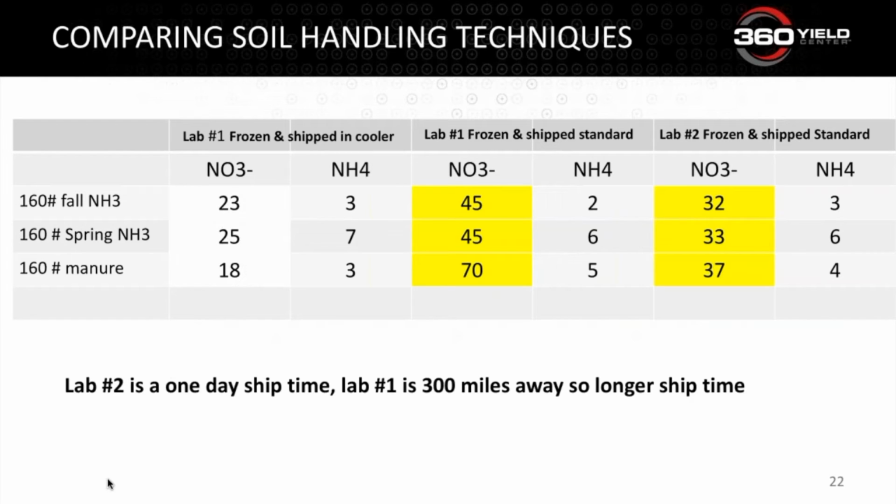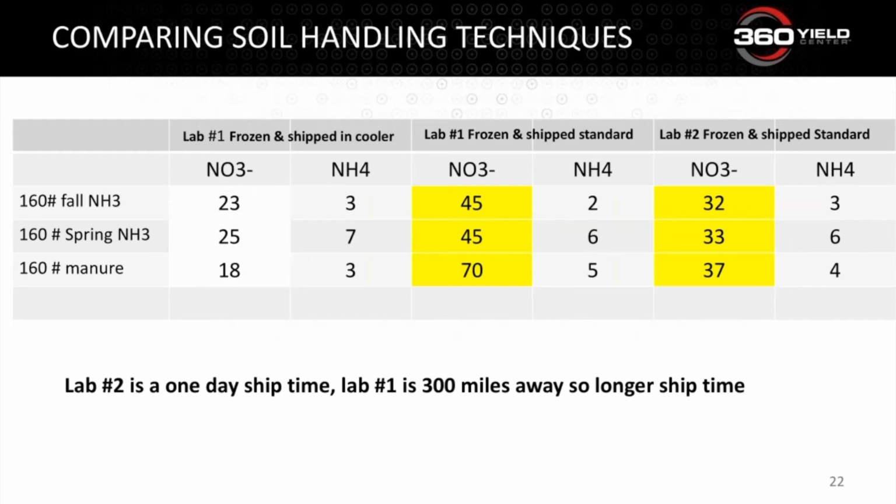Because what we did is we took that same sample, okay, and we shipped it to 2 different labs. So lab 1 is the center columns, and lab 2 is the 2 columns on the right, okay? So again, now we're not talking about frozen and cooler versus frozen and UPS. Both these samples were frozen and then shipped standard to 2 different labs. And here's the differences we got.